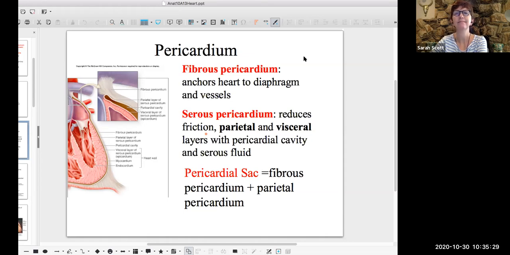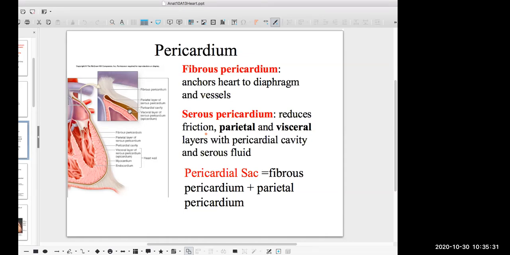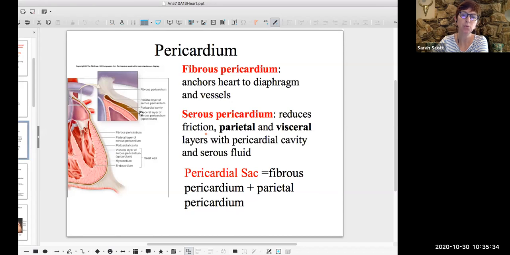You can get fluid trapped between the pericardial sac and the heart. And if that happens, it creates pressure pushing on the heart, and it can ultimately stop the heart from beating. Called a tamponade.